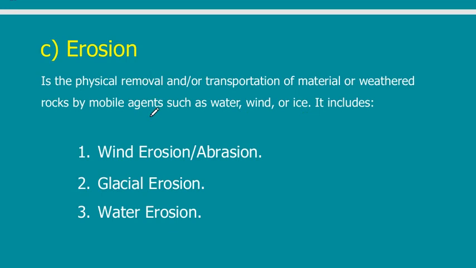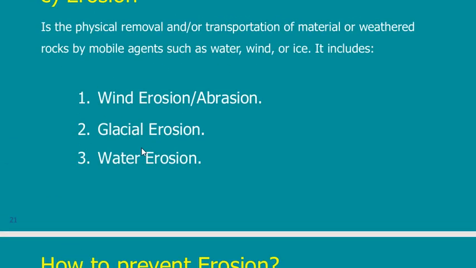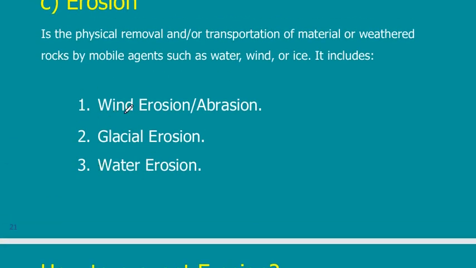What is erosion? Erosion can be subdivided into 3 parts. Wind erosion, or glacier erosion, or water erosion. Wind, of course you know what is wind. Glacier is the ice, the movement of the ice. Water erosion is the movement of water. You all know what is water erosion. When water is going in the river, it may erode the banks. So this is water erosion.